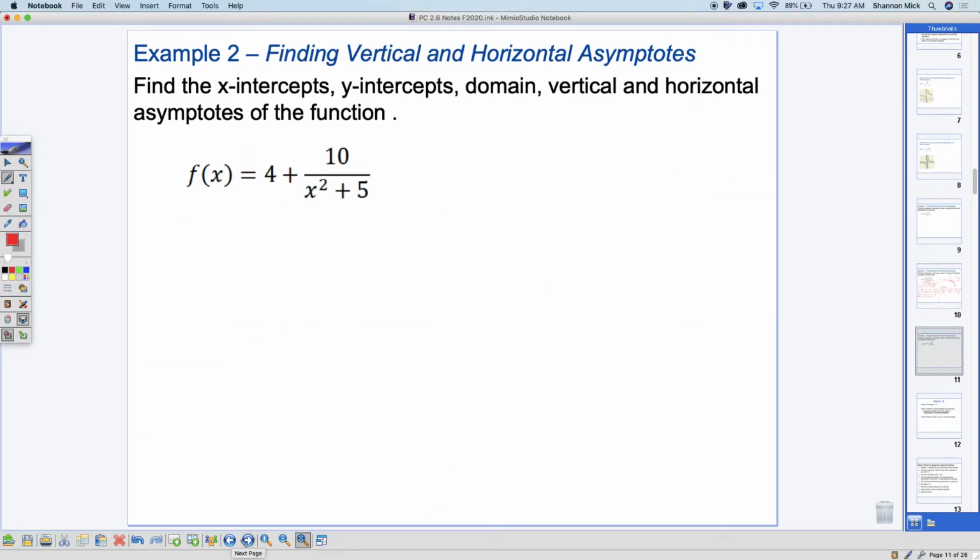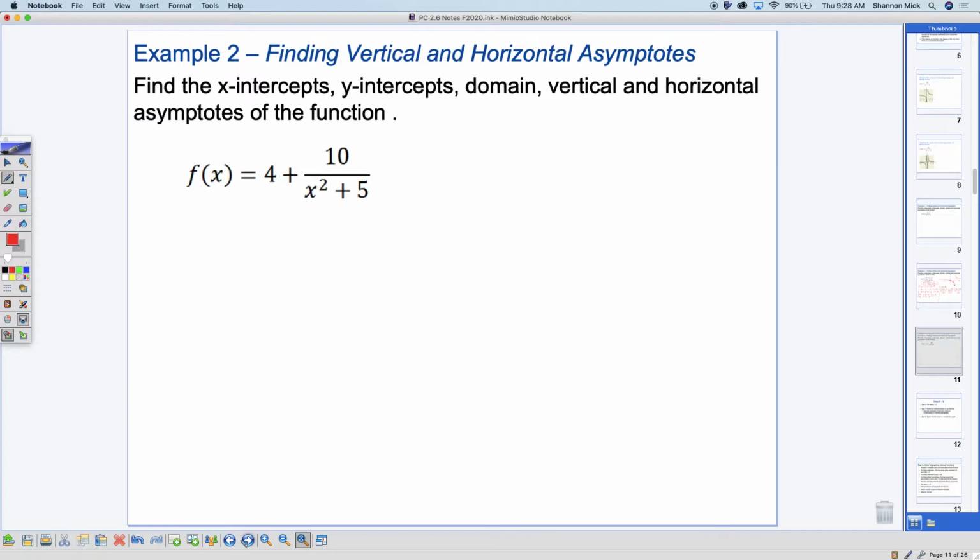Okay, x-y intercept, domain, vertical asymptote, and we're just going to go ahead and graph it. Because I don't know how far we're going to get, so we're just going to graph every one, okay? So I have 4 plus 10 over x squared plus 5. I do not have one rational expression there, do I? I have how many? 2. 4. Is that a rational number? And then I have 10 over x squared plus 5. So I probably don't want to do 2 of them. I want 1. How do I get one thing?